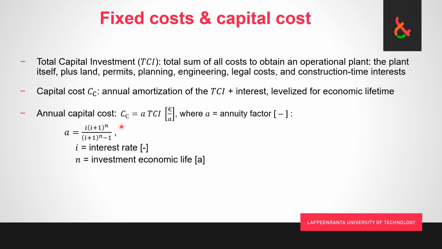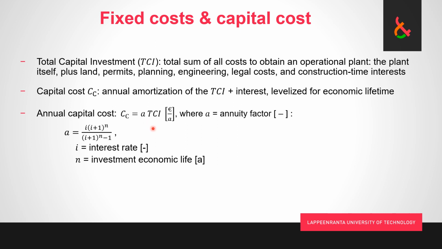And how do we get to the CC from knowing the TCI? We calculate so-called annuity factor. So annuity factor is a function of the interest rate and how long we want to keep amortizing the payment. So basically, if we amortize it very quickly, the annual sum is going to be pretty big, but in the end we end up paying a little bit less interest. If we amortize it over a very long period of time, the annual amortization plus interest is going to be less, but over the total period of time we pay more interest. So we determine the annuity factor based on interest rate and the economic lifetime.